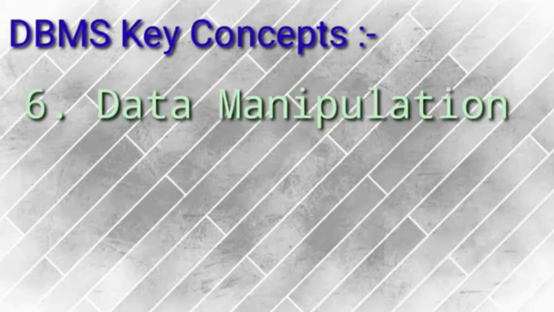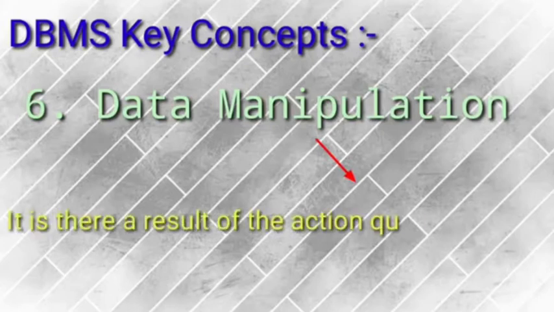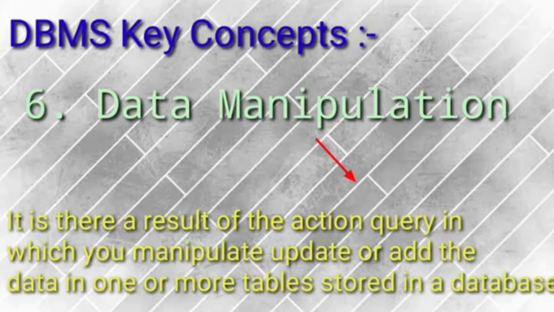The sixth important key concept is data manipulation. It is basically the result of the action query, where we try to modify, update or add details in the existing data. Means the data is already inserted, and if you are trying to delete, modify or change the data, then it is called data manipulation. There are different commands to do such actions: insert, update and delete commands, which we will be learning in the coming videos.